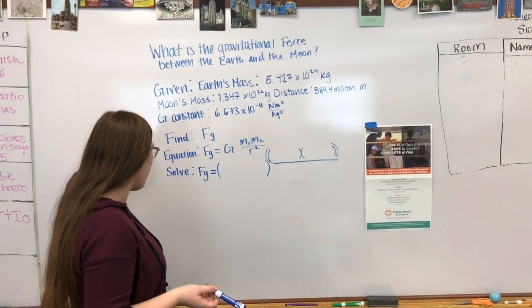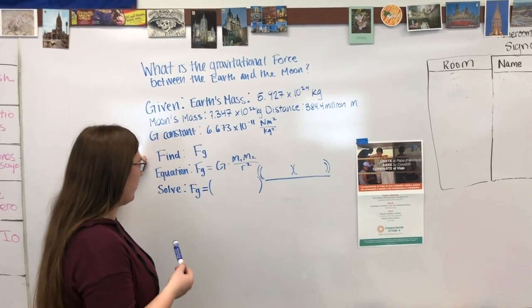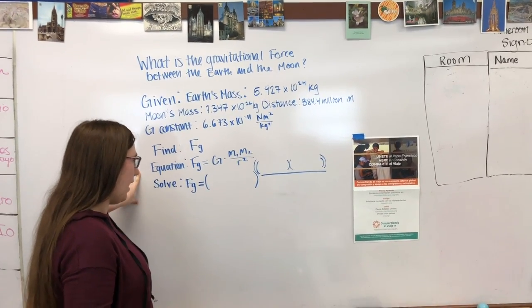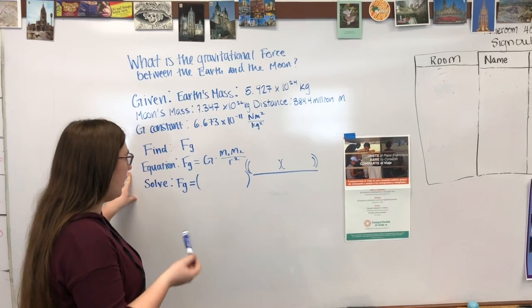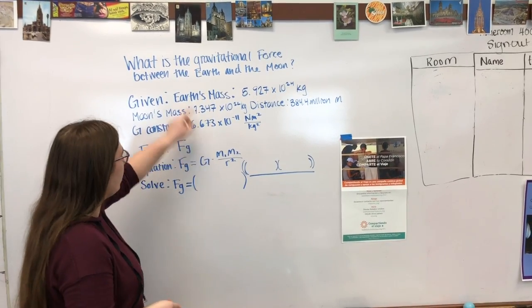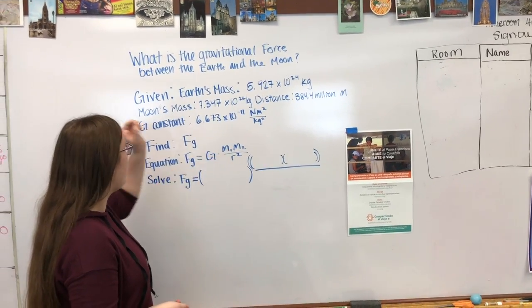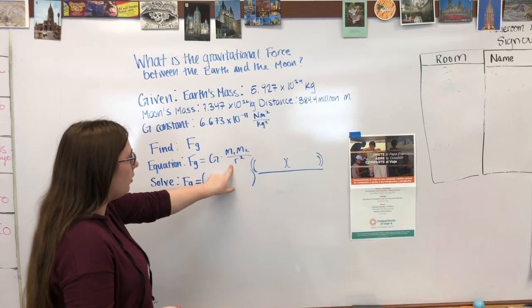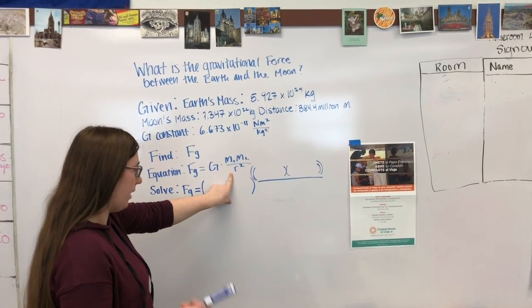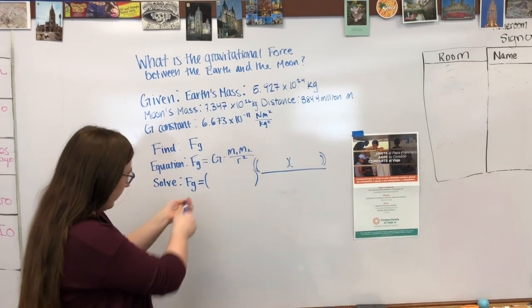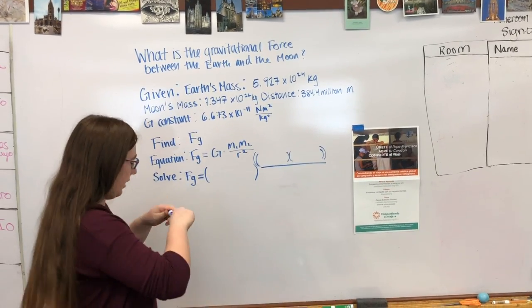kilogram squared. So we're trying to find the force of gravity, and the equation to find that is G constant times m1, which is the Earth's mass, times m2, which is the moon's mass, all divided by the distance squared. So now I'm going to fill in my equation here.